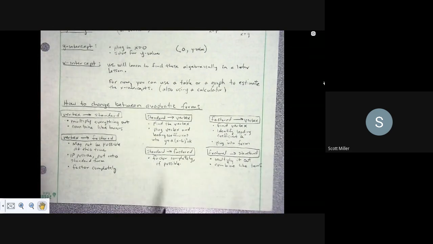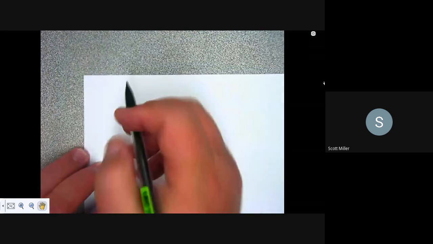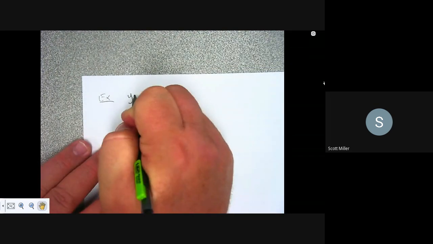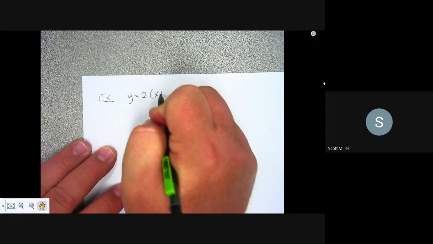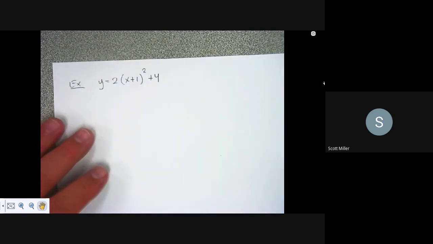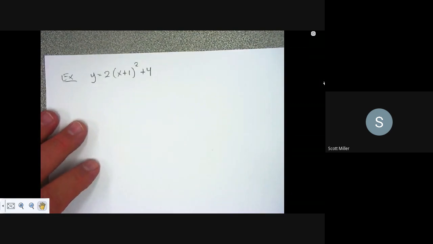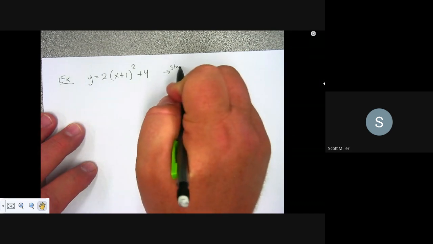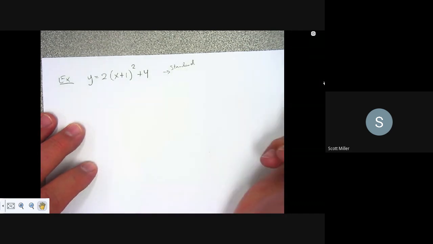I'm going to do some examples that illustrate this. And so here we go. So here is an example I want to do. I'm going to give it to you in this format. Our first one is 2 times (x plus 1) squared plus 4. Okay, so clearly I have it in vertex form, and I'm going to put it into standard form. So this is vertex. We're going to go to standard form.